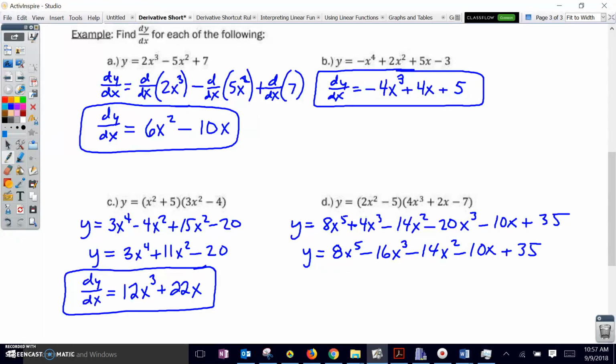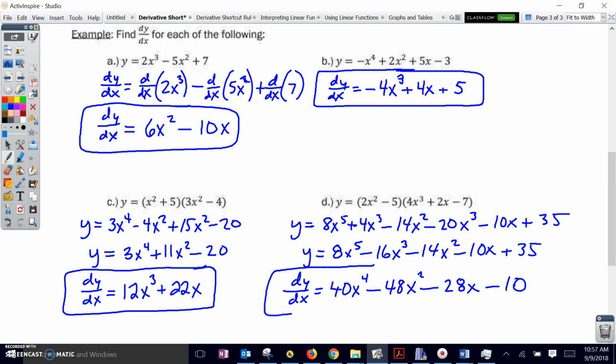And then I'm going to use the sum and difference rule to take the derivative of this term by term. The derivative of 8x to the fifth is 40x to the fourth. Derivative of 16x to the third is 48x to the second. The derivative of 14x squared is 28x. And the derivative of minus 10x is minus 10. And the derivative of 35 is 0. And there's our derivative.